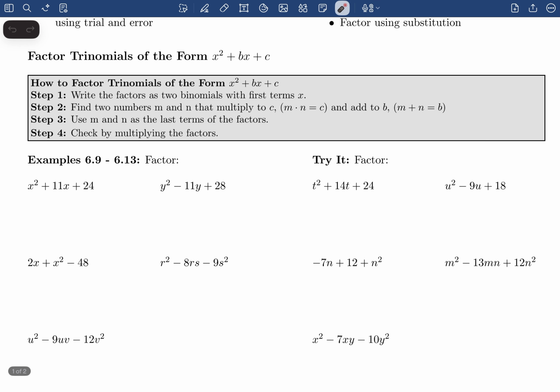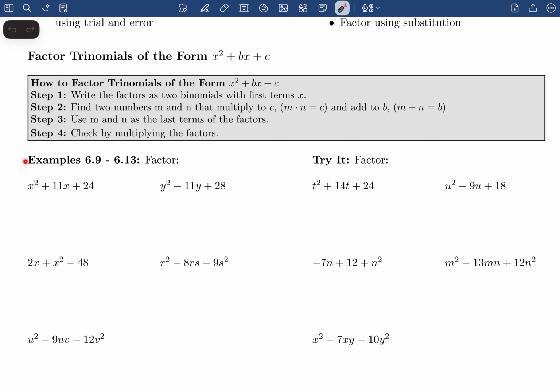So how do you factor trinomials of the form x squared plus bx plus c? Well, you can follow this four-step process that I've created for you. Step 1, write the factors as two binomials with the first terms x. Step 2, find two numbers m and n that multiply to make c. So m times n equals c, but they also add to make b. m plus n equals b. Step 3, use m and n as the last terms of the factors. And step 4, check by multiplying the factors.